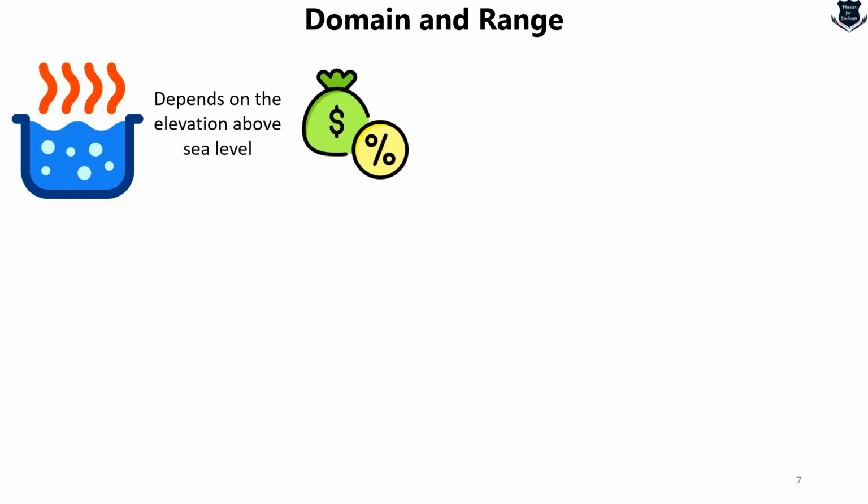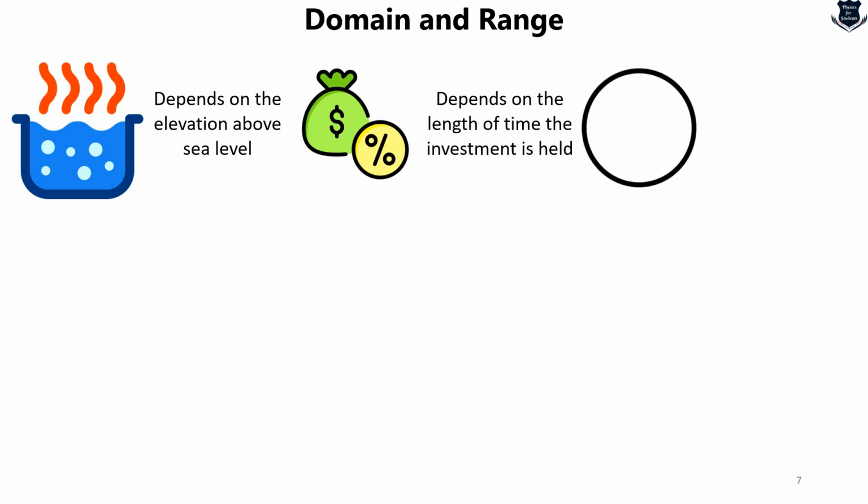For example, the interest paid on a cash investment, what does it depend on? It depends on the length of time the investment is held, or you are paying an EMI or whatsoever. Even the area of a circle depends on the radius of the circle, isn't it?